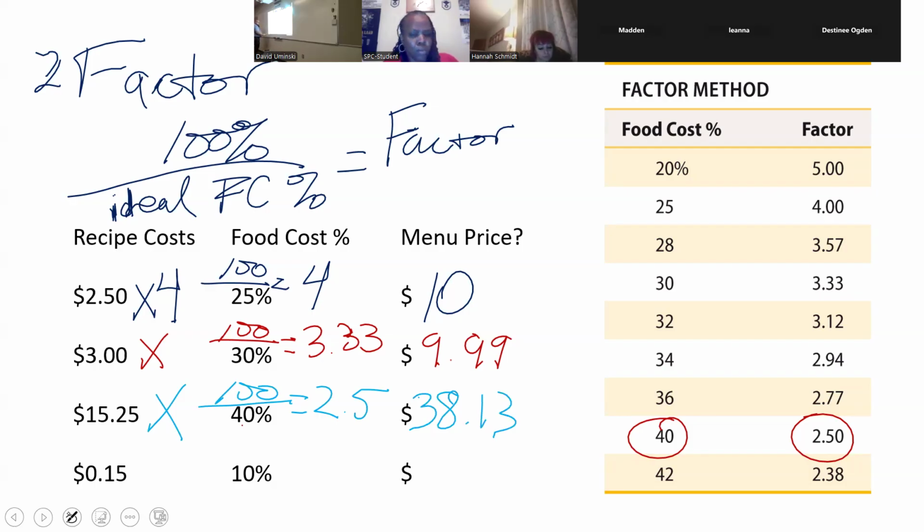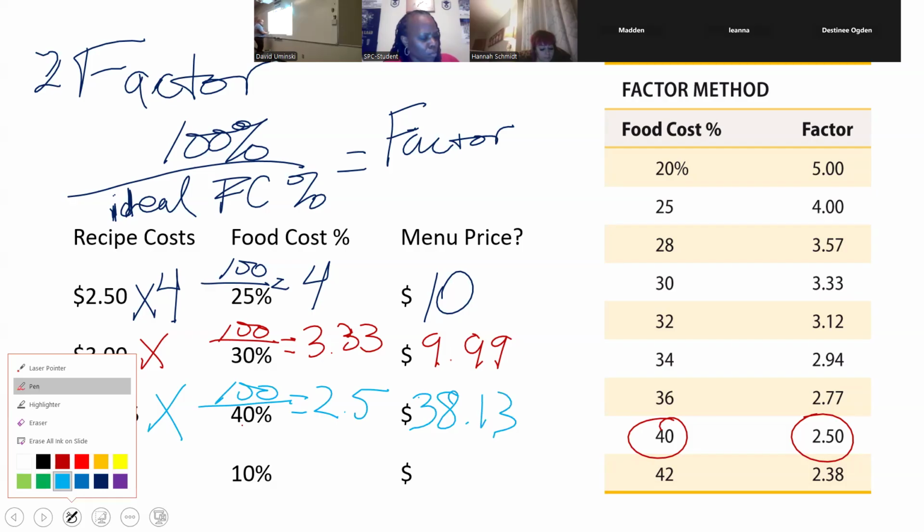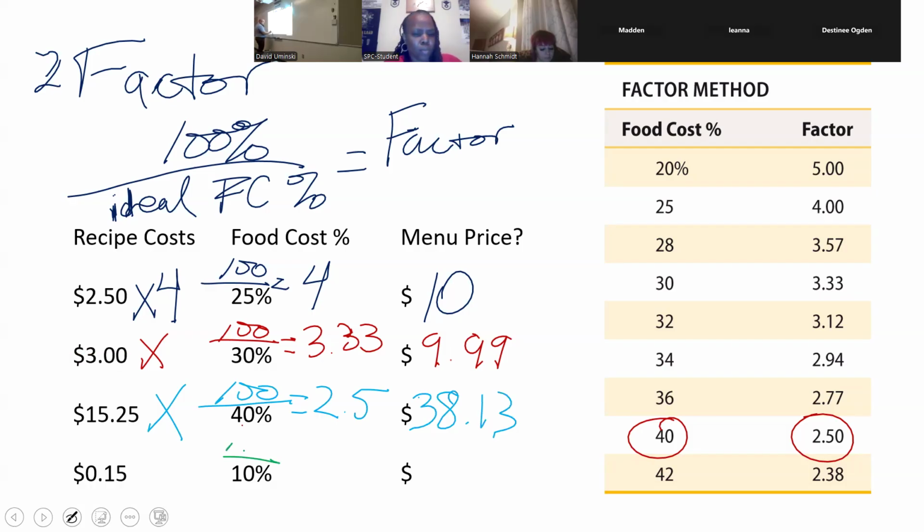And the last one. What is 100 divided by 10? 10. So we're going to multiply 15 times 10. Okay. So if you ever have a question that says, using the factor method, you're going to take 100, divide by the food cost percentage, and that's your factor. Then you just multiply the cost times that factor.